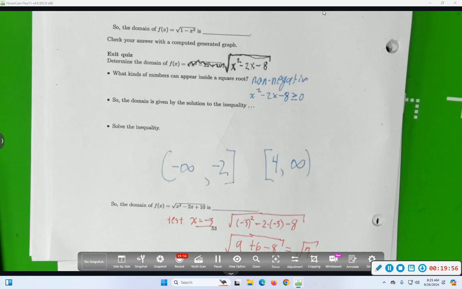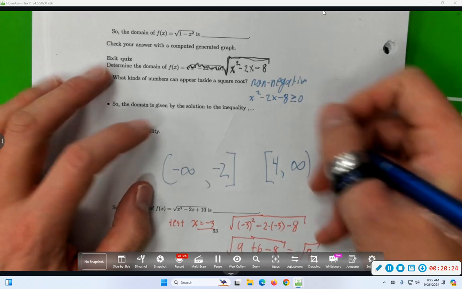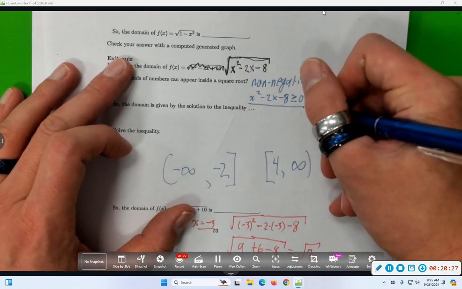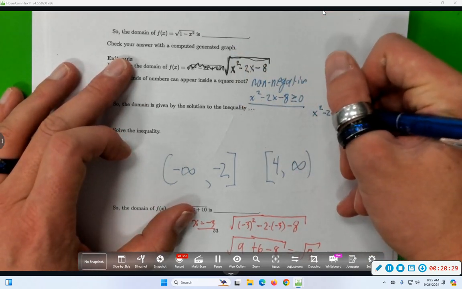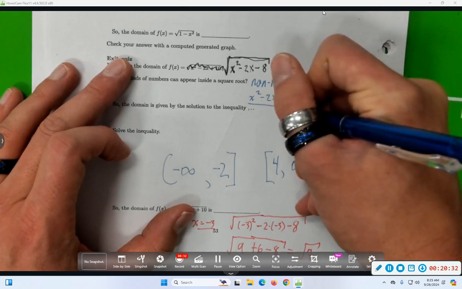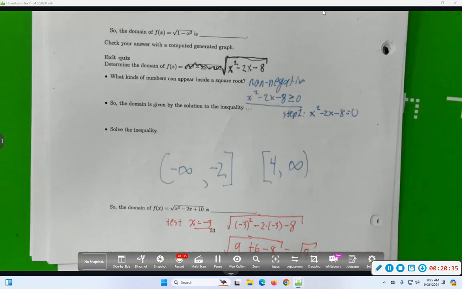Yeah. Is there a way to solve by doing the square without using the quadratic formula? Oh, sure. I think, well, we found integer solutions. So I know that that thing's going to factor. Right, if you want to solve the inequality, you want to do x squared minus 2x minus 8 equals 0. There's step 1. Or is that what you mean?